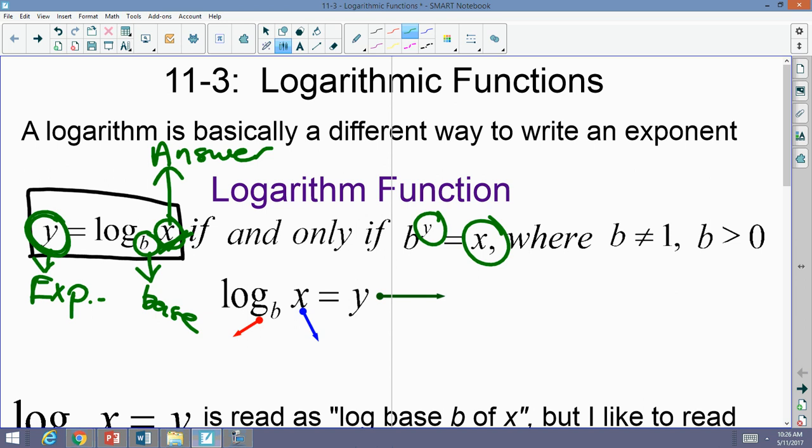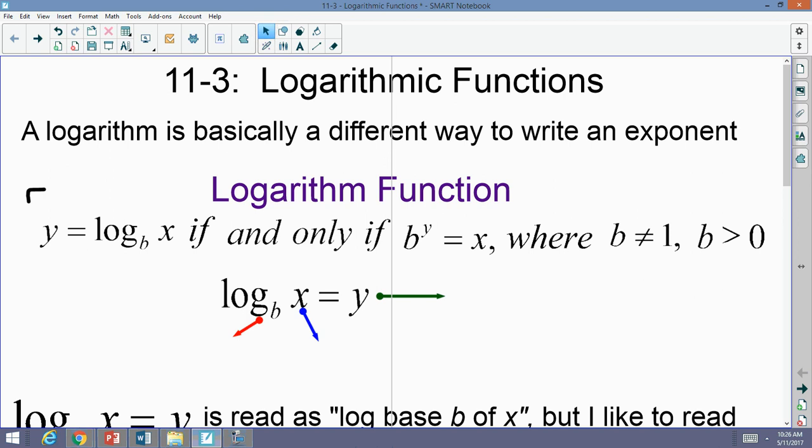When we truly analyze log base b of x equals y, we have to remember a few different things. This b right here is called the base. What's the base? Well, if I have 5 to the third power, my base is 5, my exponent is 3. So when I'm reading log base b, that's my base. x is the actual answer. And y is my exponent. Does that make sense?